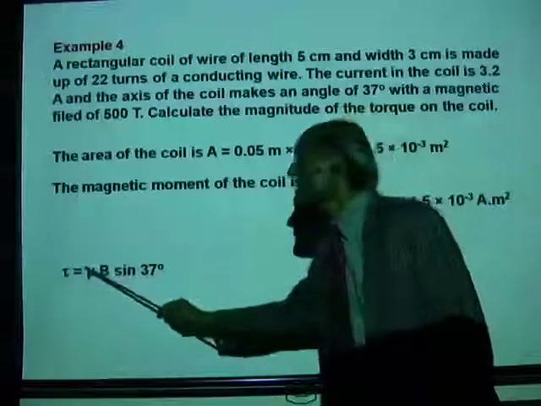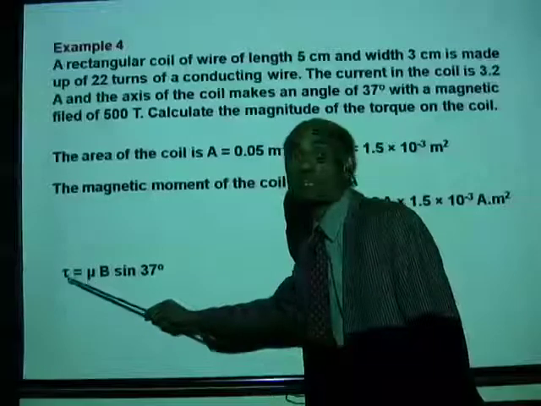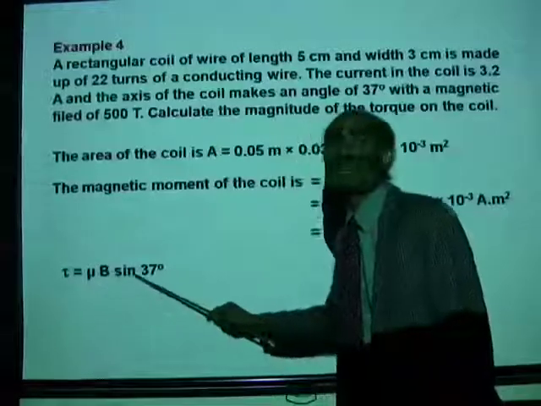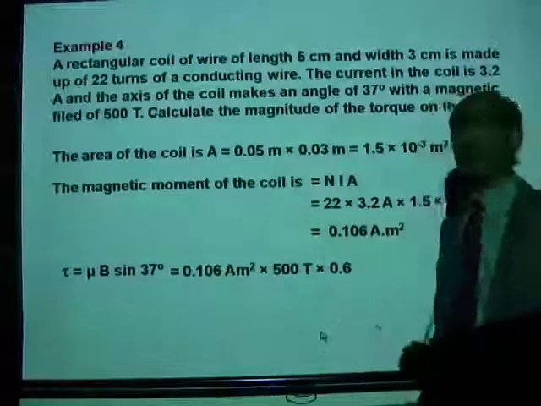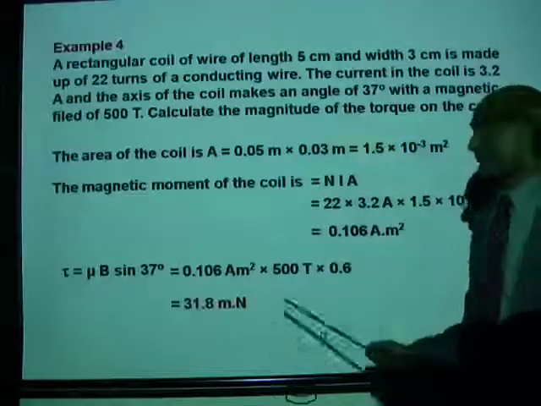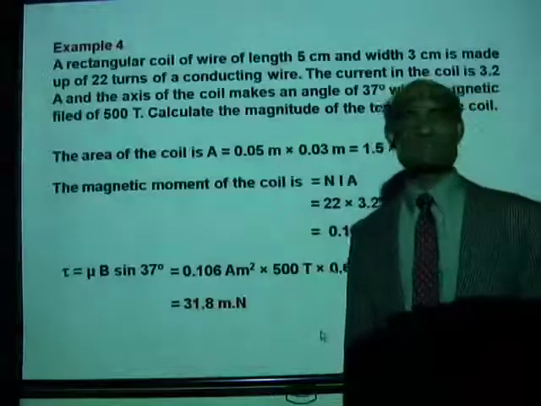Torque equals NIAB sine theta. NAI is the magnetic moment. So tau equals mu B sine 37 degrees, and we know all those quantities. That gives you 31.8 meter Newton.